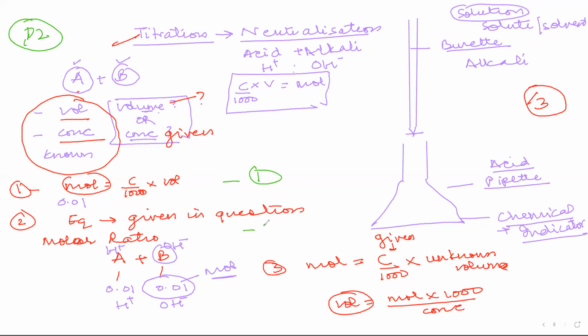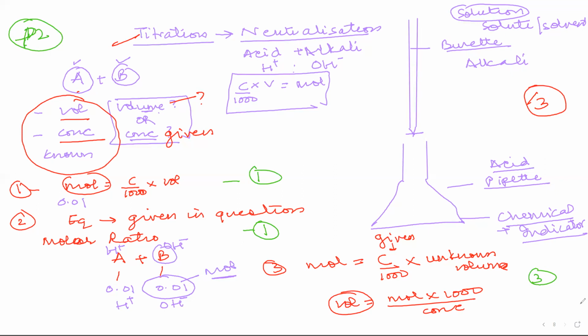The second mark is for finding, from the equation, the molar ratio between the two reactants. And the third mark is to find out whatever is not given of substance B on the basis of the molar ratio and the concentration or the volume given in the question. So this is how you get the 3 marks. Now, this is all about Paper 2. In Paper 2, you normally get these questions for 3 marks.